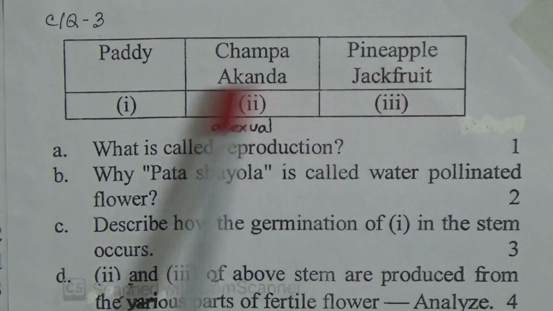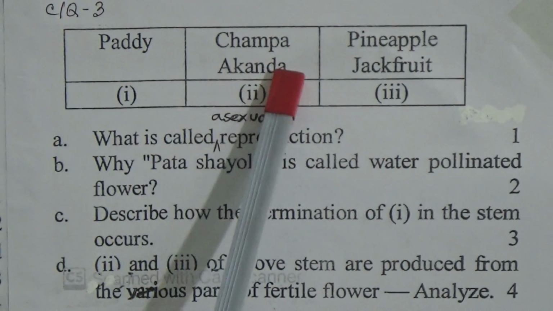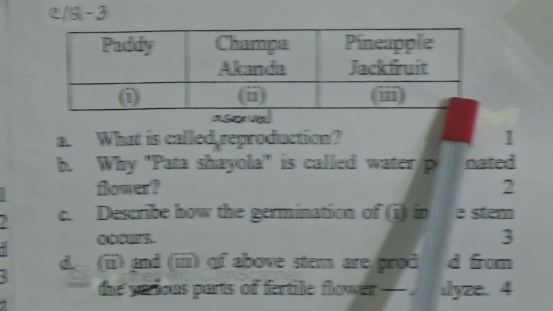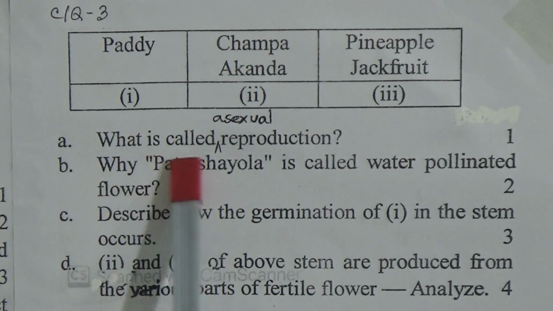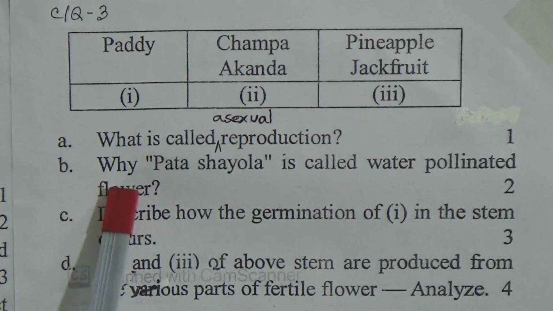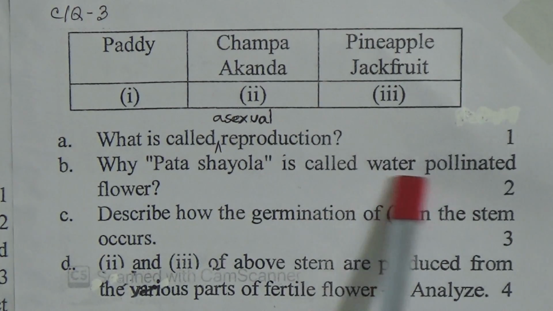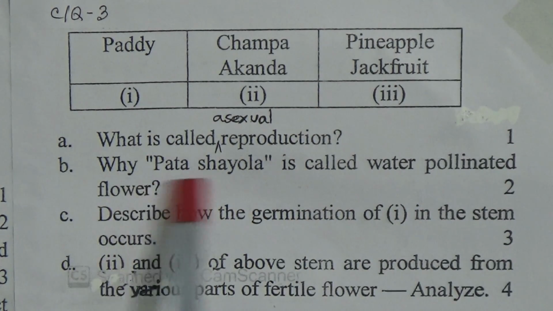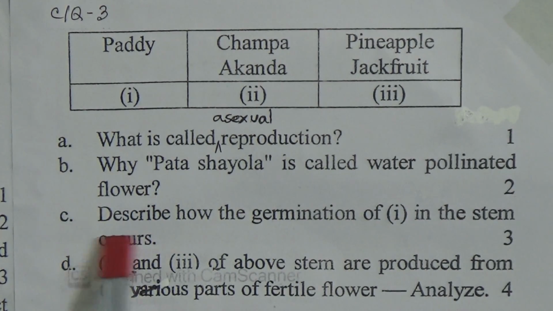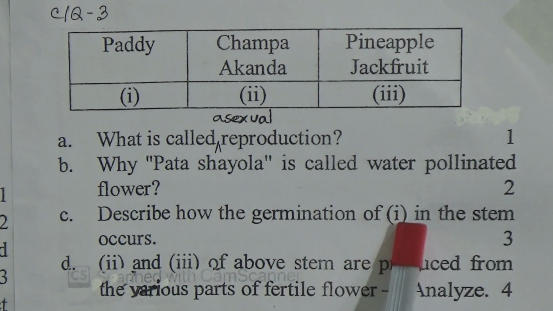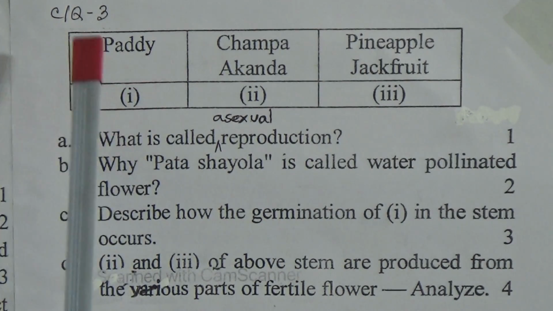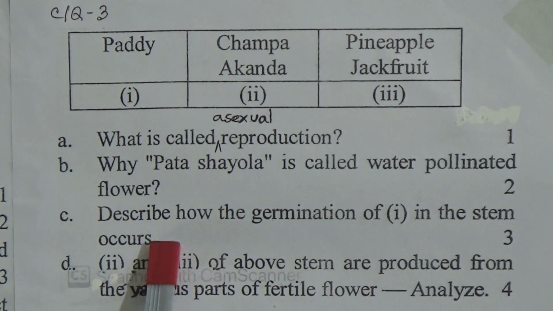There are 3 groups. In the first group there is paddy, in the second group there are champa and akanda, and in the third group there are pineapple and jackfruit. The first question is, what is called asexual reproduction? Question B is, why is pata shaula called a water pollinated flower? The next question is, describe how the germination of figure 1 in the stem occurs. That means in the paddy, how germination occurs, we have to discuss this.